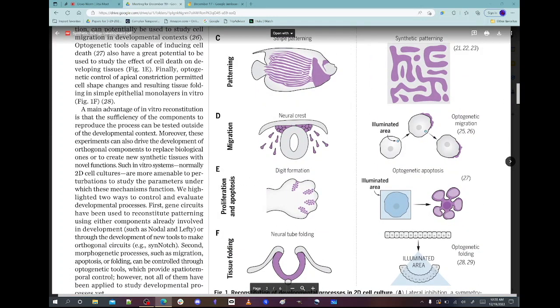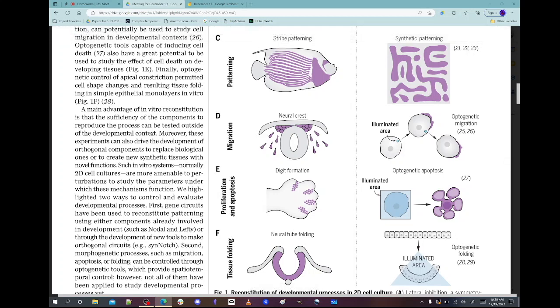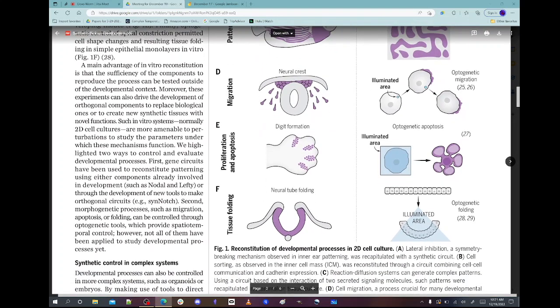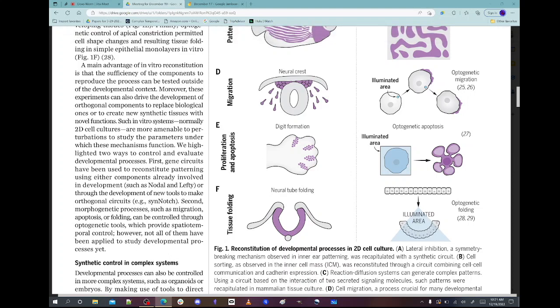D is where you see neural crest migration. And then this is the in vitro version where you can actually use optogenetics to migrate the cells. You illuminate the area, and the cells respond to that illumination stimulus. You can also do proliferation and apoptosis. This is the classic example of digit formation, where you have this mass that comes out as the forelimb, and where the digits are going to form, the hand or the paw or whatever it is in whatever organism you're looking at. And then you have this pattern of cell death where it forms digits. So this pad becomes a set of digits by the intermediate cells dying off and then the rest of the cells forming these digits.